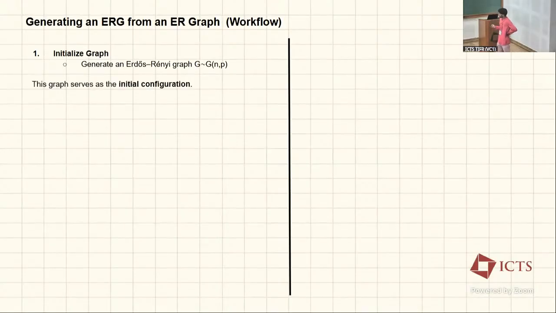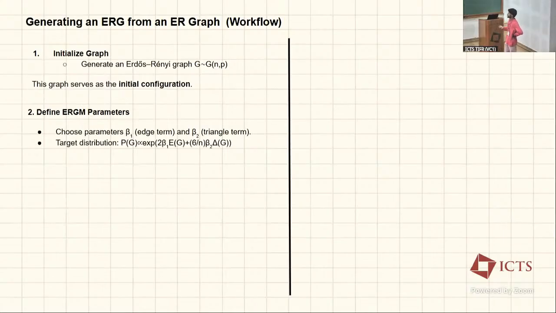So this will serve as our initial configuration. Then we define our ERGM parameters, which are already described: beta 1 is the edge term, beta 2 is the triangle density, and this is the target distribution which we want to hit. So now what do we do?